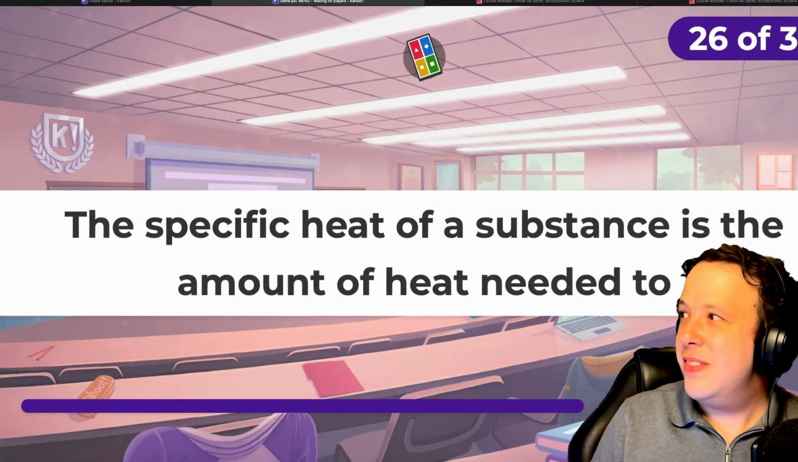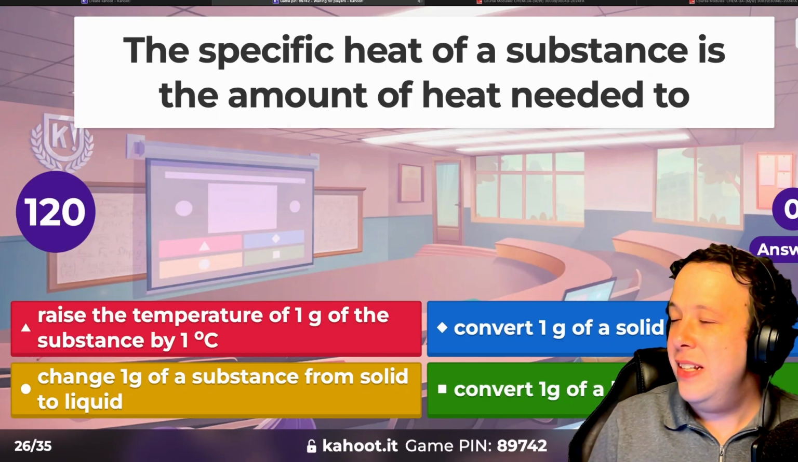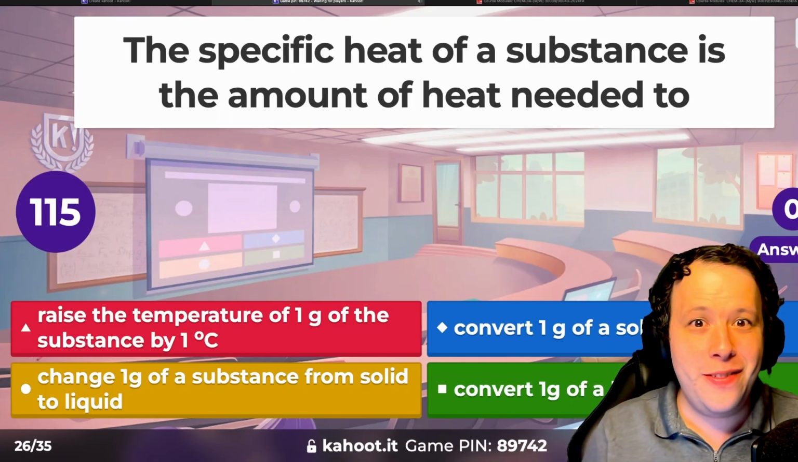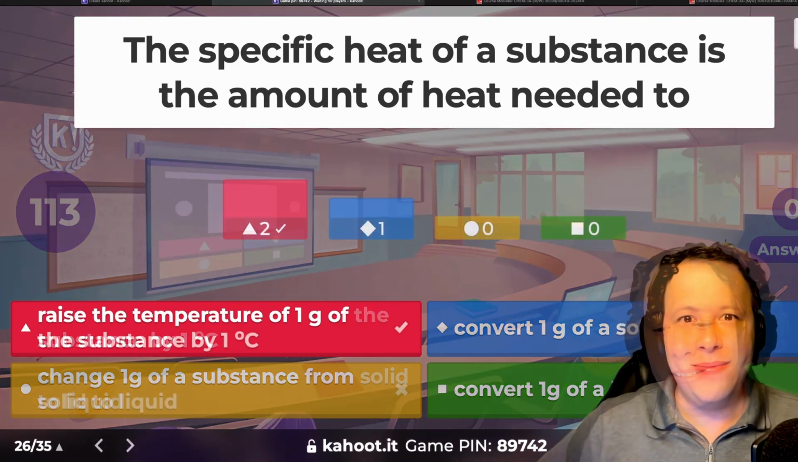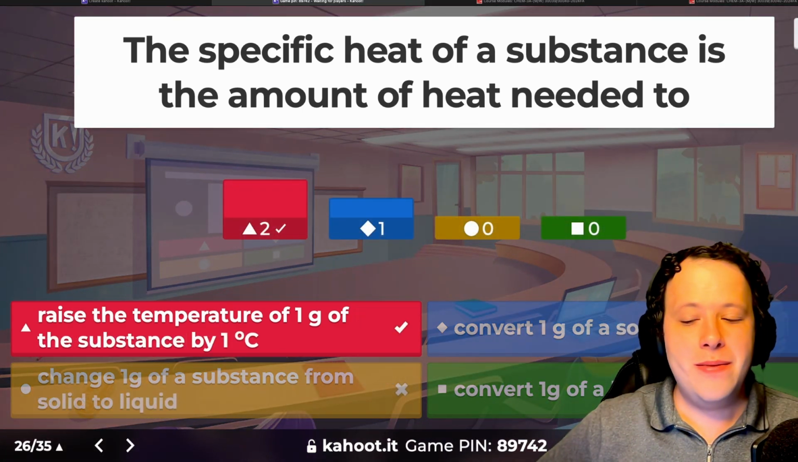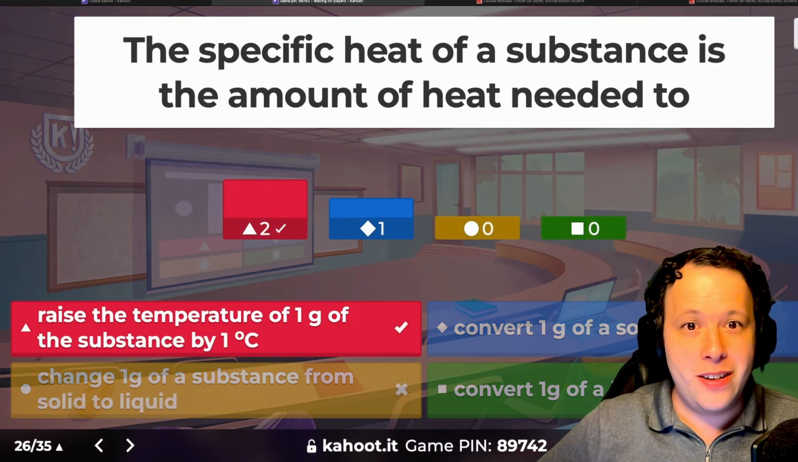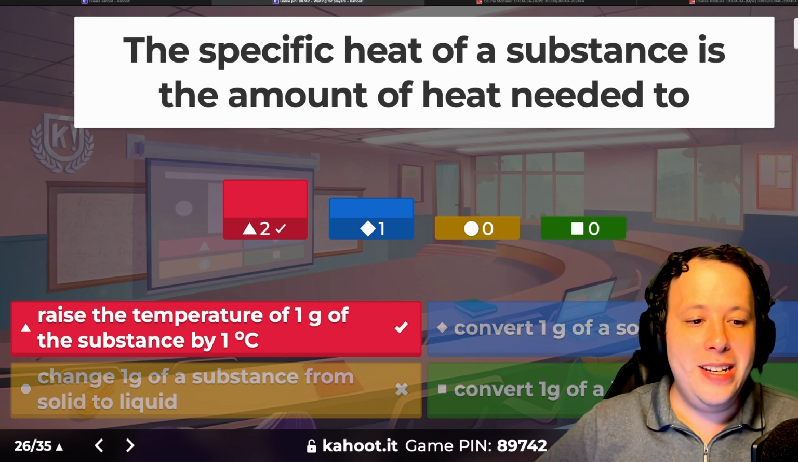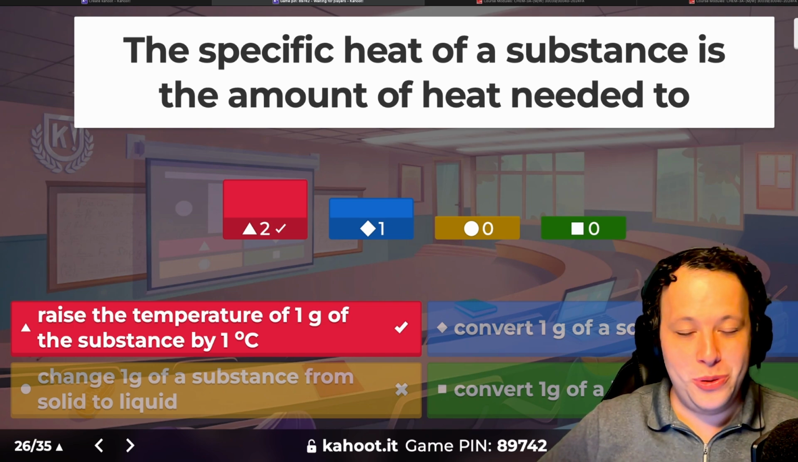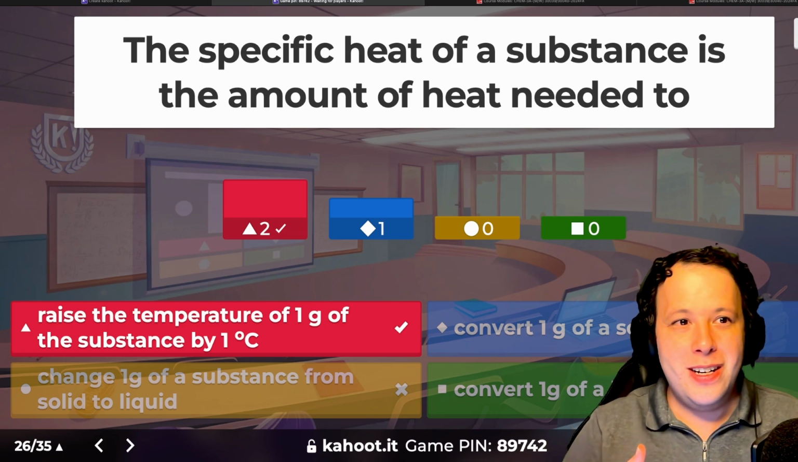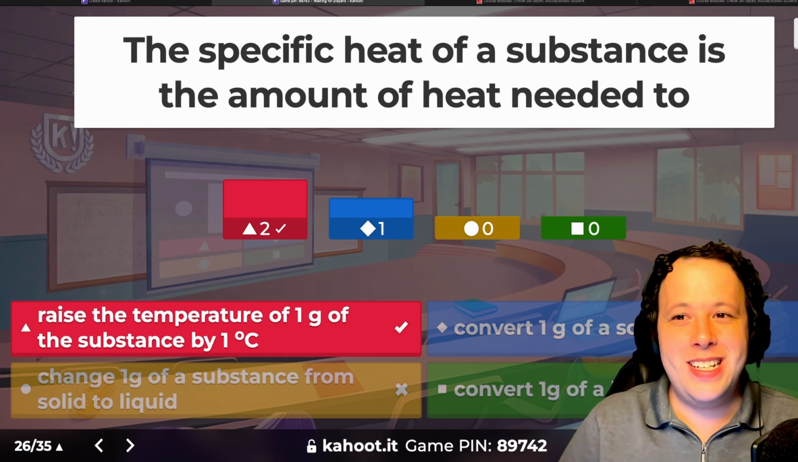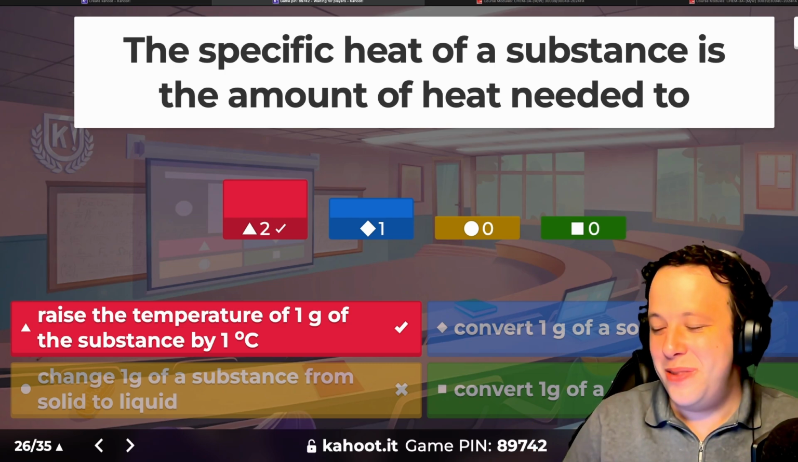Specific heat of a substance is the amount of heat needed to do what? What is the definition of specific heat? All right. So with this one, the units for specific heat are joules over gram per Celsius, meaning that the amount of energy, so joules, is needed to raise the temperature of 1 gram of that substance by 1 degree Celsius. So it's the actual definition of that particular thing.